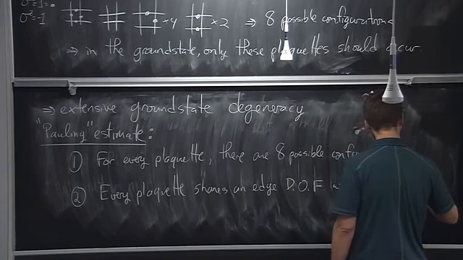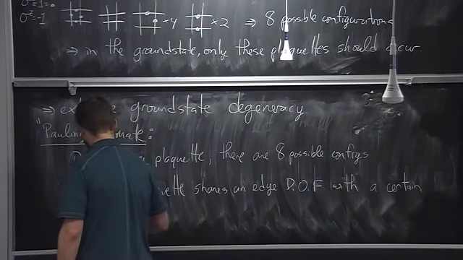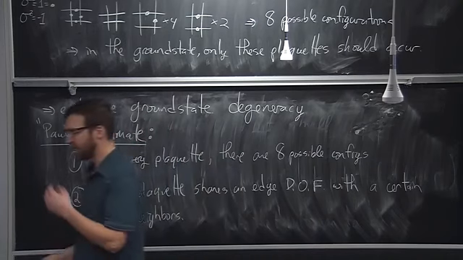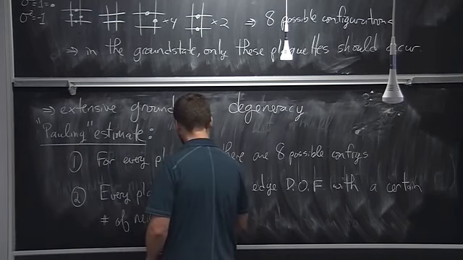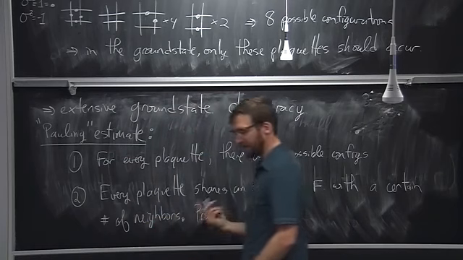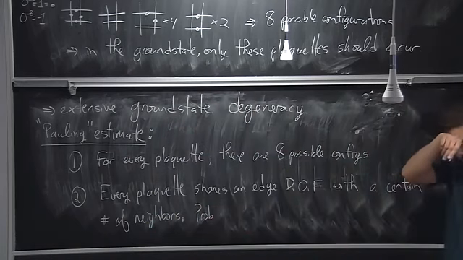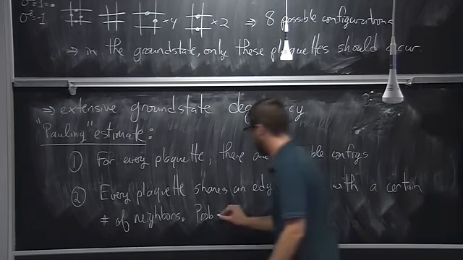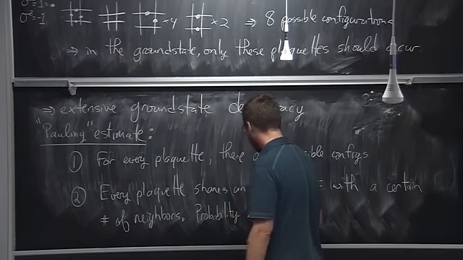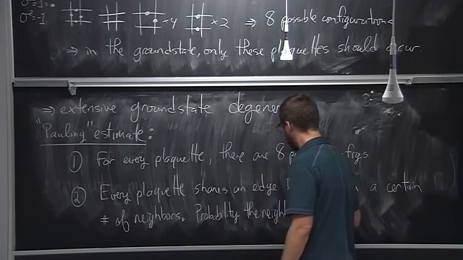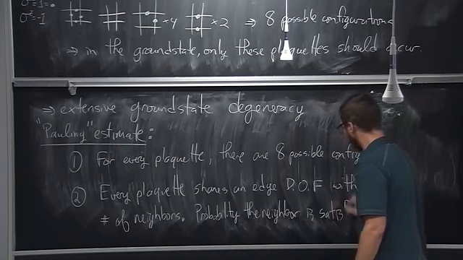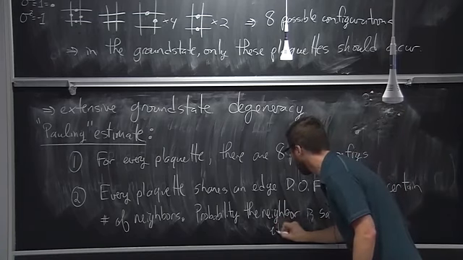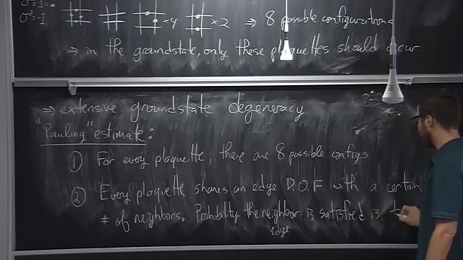Actually, that depends on dimension. So the probability that the neighbor is satisfied, if you have a fixed configuration, is I guess 1/2. Because, I'll show you why. So probably the neighboring edge is satisfied is 1/2. So why is that?